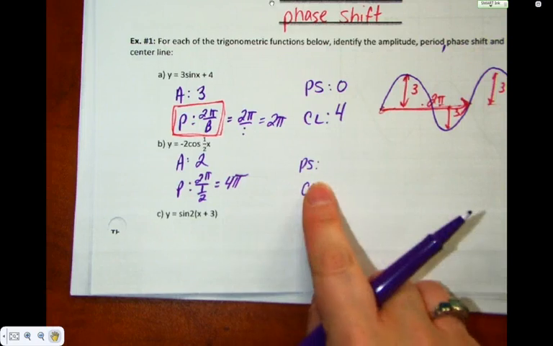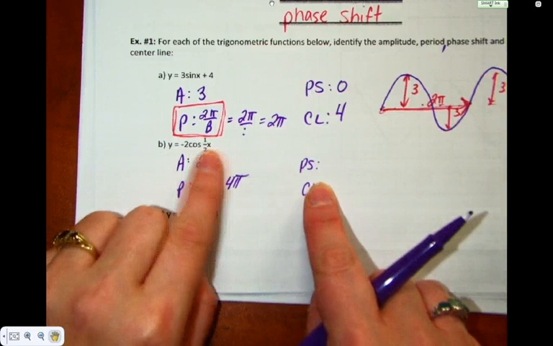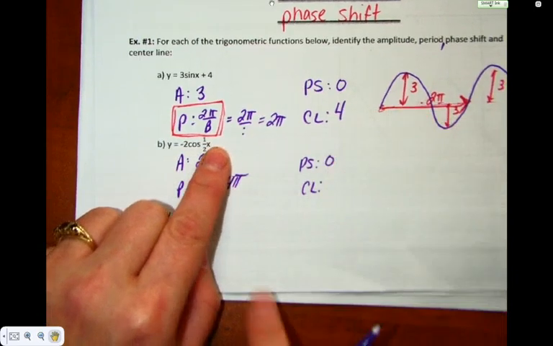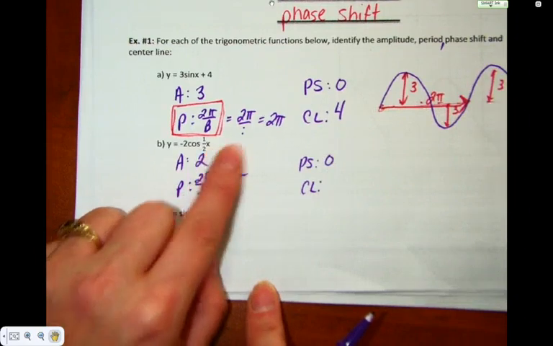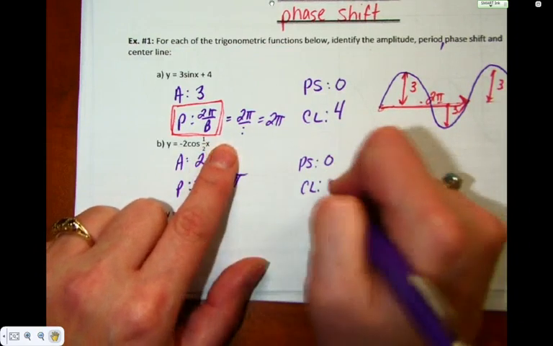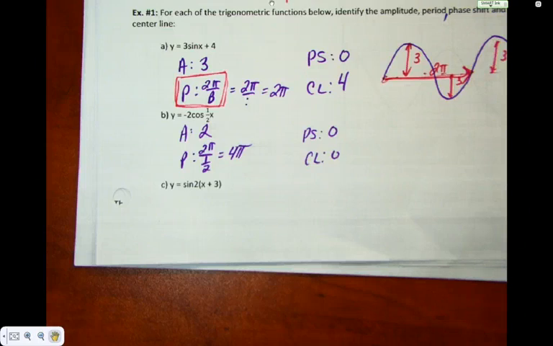Phase shift is the horizontal translation, so anything that's in the brackets with the x that we're adding. Are we adding anything? No. And the center line is the vertical translation, so all the way at the end. Are we adding anything? No, 0. Try this one with a friend or by yourself if you're feeling antisocial.